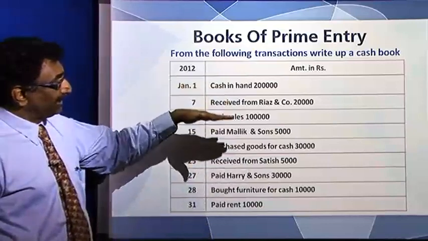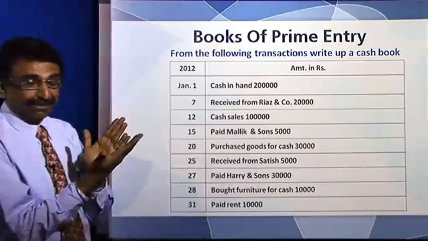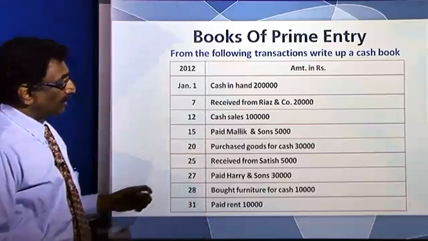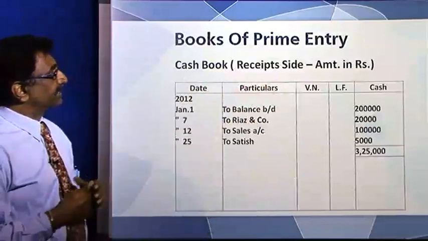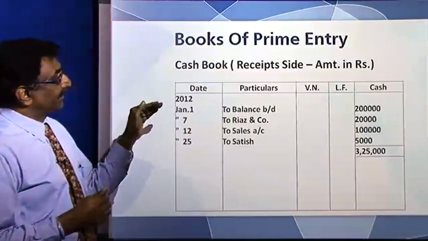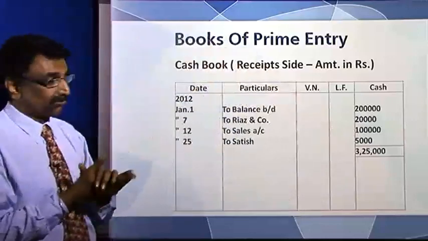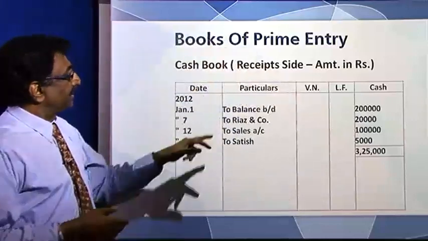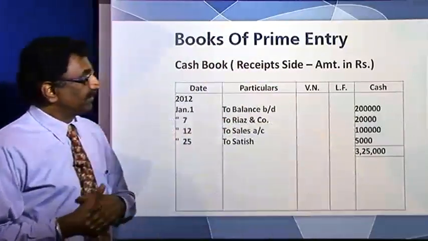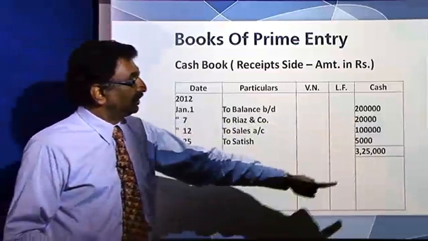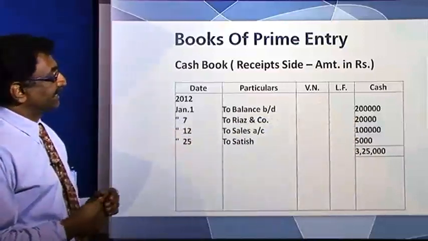So let's look at all the receipts. Usually a cash book will have a receipt side and a payment side by side, but for our convenience of presentation we have taken both separately. This is only the receipt side, where we have the balance that was brought down, meaning the opening balance, the cash already in hand and bank, and then the various receipts we had, 20,000, 1 lakh and 5,000. The total receipts are now 3 lakh 25,000 as per this example.